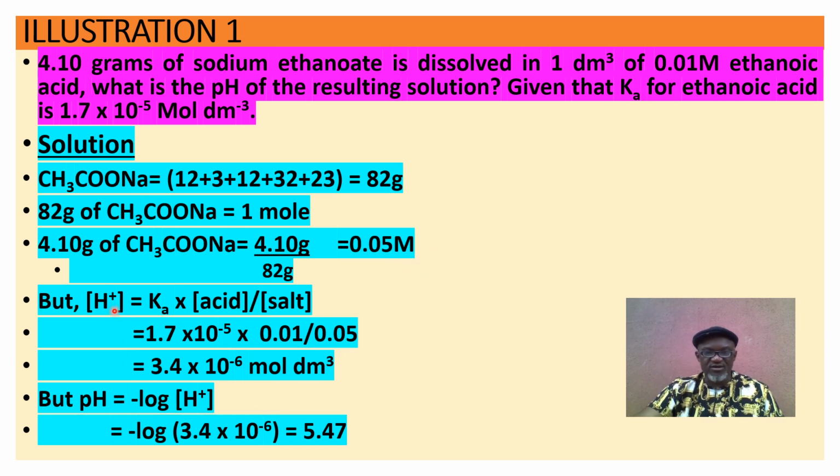But hydrogen ion concentration, this is the last equation we met, is equal to Ka multiplied by acid over salt. We are given the Ka as 1.7 times 10 to the power minus 5 times 0.01 ethanoic acid and 0.05, which we calculated there for sodium ethanoate. And that gives us this. But the pH is minus log of hydrogen ion concentration. We've calculated hydrogen ion concentration as 3.4 times 10 to the power minus 6. So we'll plug in that value here and we'll have a pH of 5.47.